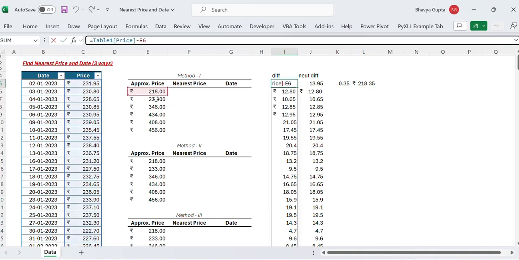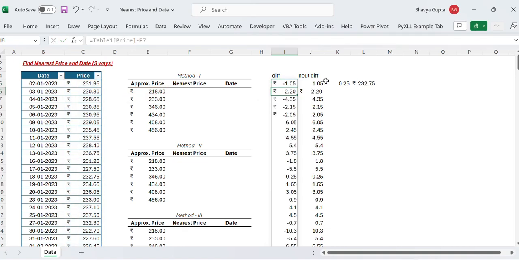Let's say we try another value, and also let me show you the other way around, that is approximate price minus the prices. If we, let's say, see this for 233, then we get 0.25 as the difference. Again, just by looking at the neutralized difference, we cannot say whether it is on the upside or on the downside. But if we see the final result here, 232.75, this is less than 233. So the final result could either be greater than or less than the approximate price, but its distance will be the lowest among all the other differences. That is the goal here.